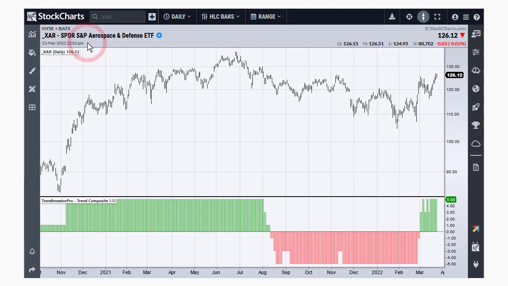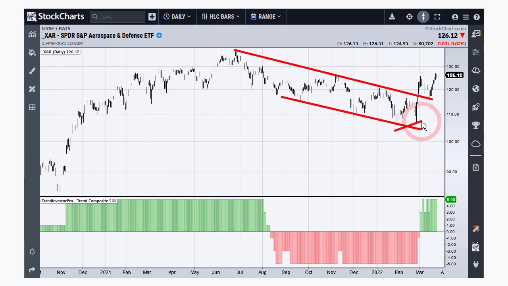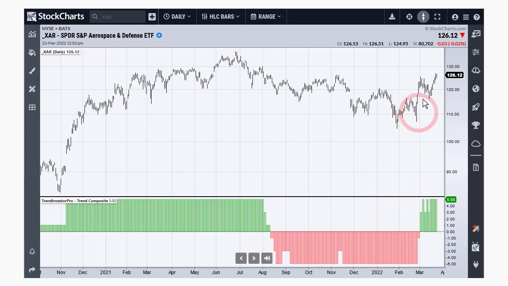So here is the aerospace and defense ETF, however you want to call it. But it was really lagging from the summer of 2021 all the way until January. You can see that low in late January. Then we got a higher low, and then we got a breakout, and the trend composite turned bullish. And we identified this little flag here. That's a little pullback after the breakout. And now we have a flag breakout. So defense is leading with a bullish trend composite and that little flag breakout that I showed you.